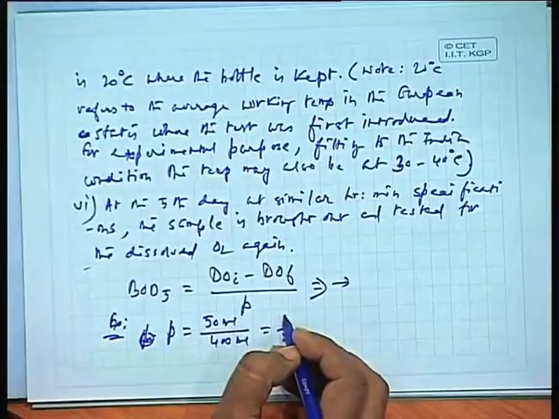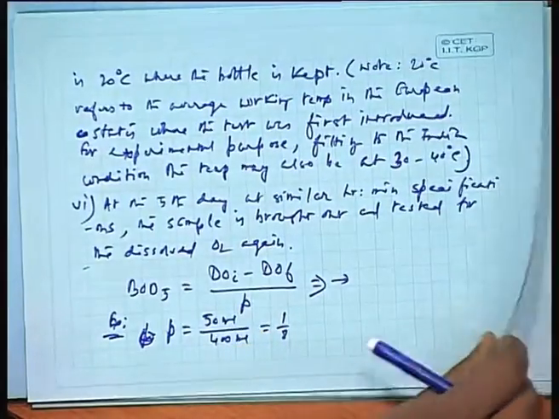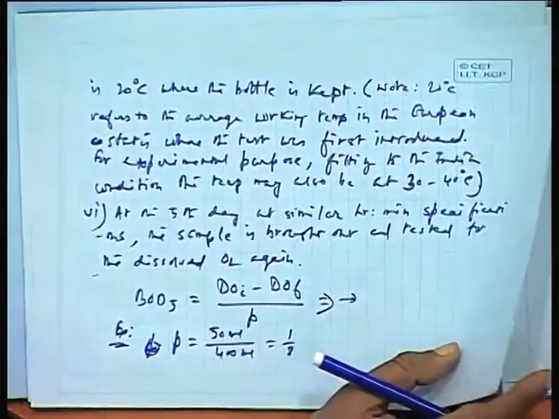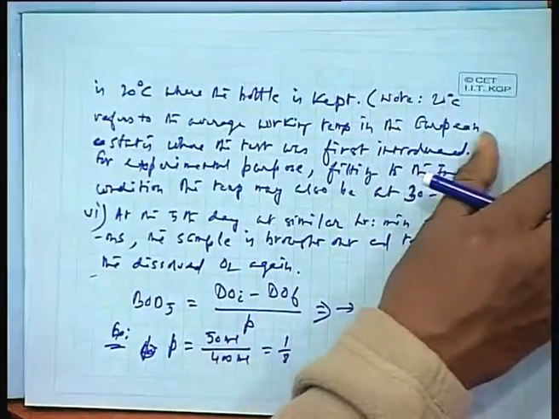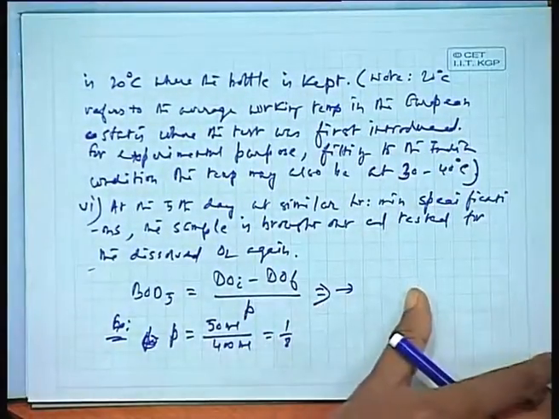The reason is that the dilution is generally done so as to see that the level of oxygen goes down considerably within a particular time.